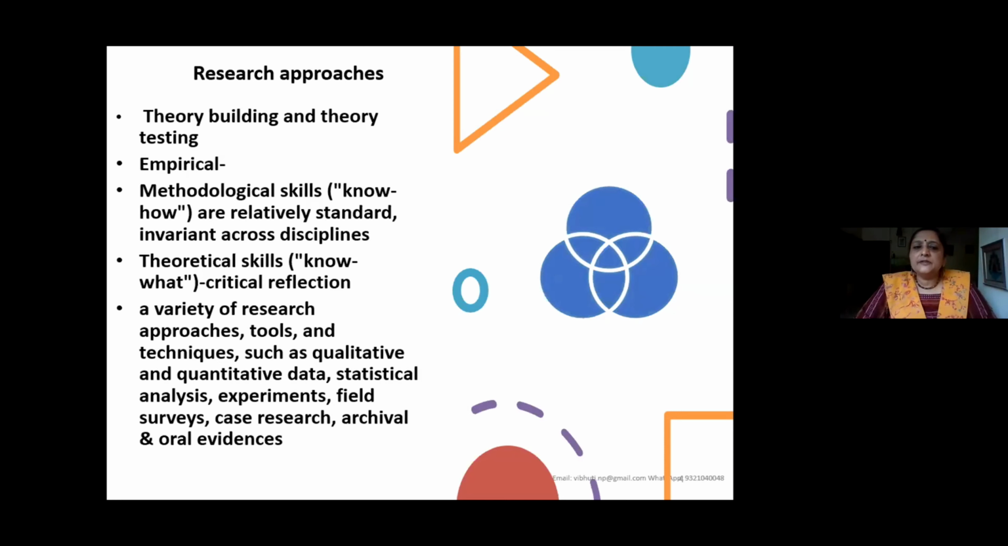Now, there is a variety of research approaches, tools, and techniques. In qualitative techniques, your words, your gestures, your body language, what you see, and how people speak become your data. While in quantitative data, it is your percentages, your numbers, your bar charts, pie charts, figures, and cross tables that are very important. So statistical analysis is very important in research.